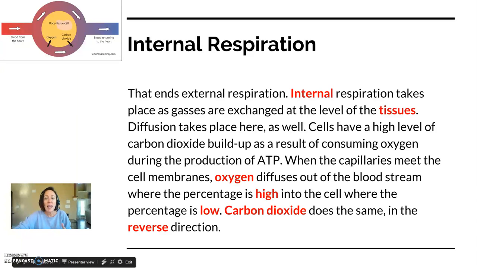So cells have a high level of carbon dioxide buildup, and that's because they've consumed and used up all the oxygen. So here's a cell, and this is the capillary that's coming past the cell. And because we've got a high level of carbon dioxide, the carbon dioxide is going to move from high to low. When the capillaries meet these membranes, oxygen that's in the blood is going to diffuse out of the bloodstream and into the tissues from high concentration into where it was low. And carbon dioxide, as I said, is going to do the same thing in the reverse direction.